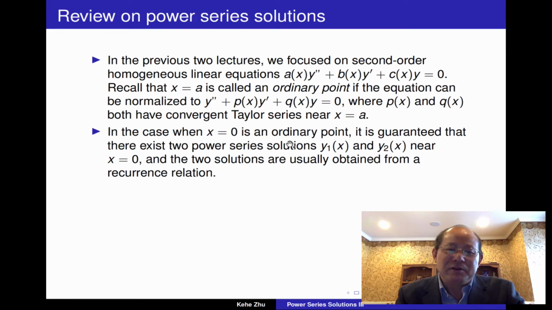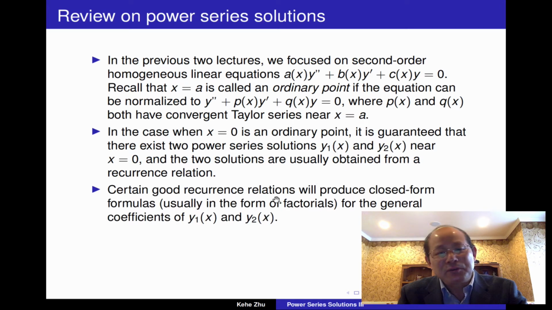Now, we only look at the special case where a is equal to 0, so the origin is an ordinary point. And in this case, we had a theorem, it is guaranteed that there are two power series solutions, y1(x) and y2(x), near the point x equal to 0. And the two power series solutions are usually obtained from a recurrence relation. The recurrence relation allows you to compute the coefficients of y1 and y2.